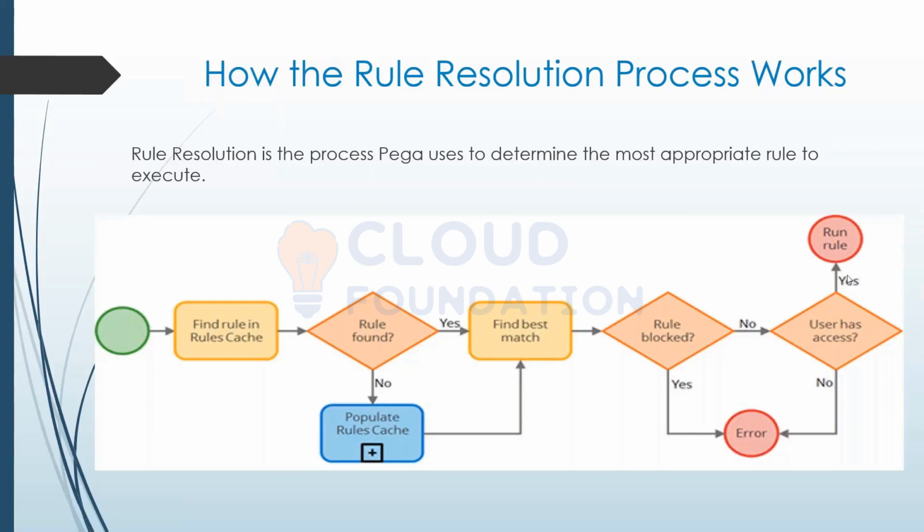But there are alternate aspects here. What if the rule is not found at all? What if the rule is not available in the rules cache? Then what should we do? Then the system populates the rules cache. First, it will try to populate the cache. Then it will start checking again. This continues until the best match is formed.